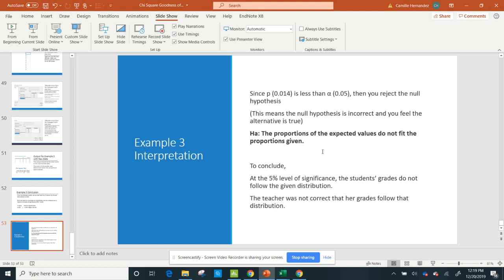So what can I conclude? At the 5% level of significance, the student's grades don't follow the given distribution. The teacher wasn't correct that her grades follow that distribution. So I've closed the loop. I've answered my questions based on the data. And again, you saw the data as summarized or as raw.